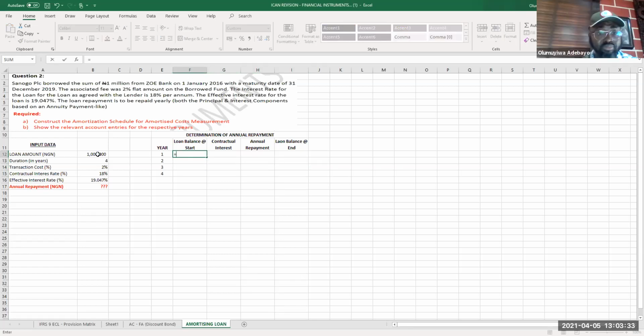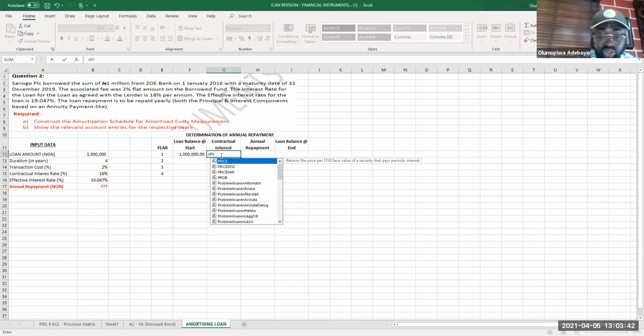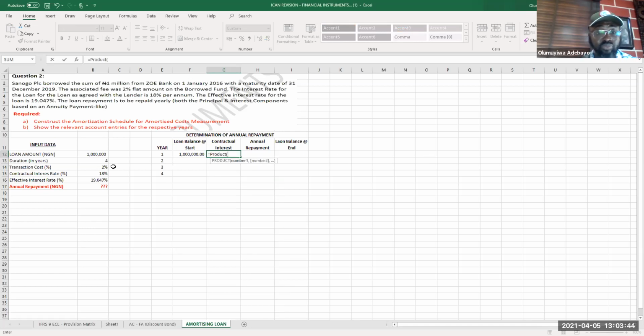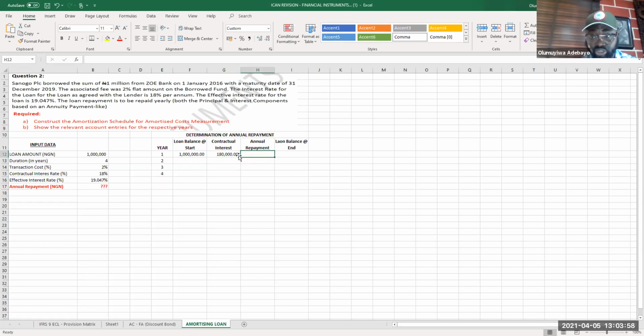You borrowed 1 million. The bank will construct this schedule for you, in which interest, based on the agreed rate of interest, which you call the contractual rate of 18%, will be multiplied by your opening balance. Your first year will be 180. Your repayment, they will give it to you, but for now we claim we don't know it, even though we have solved it out.